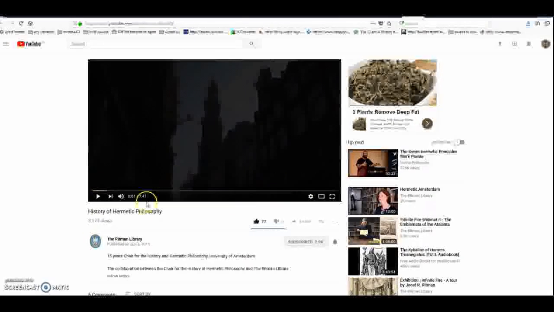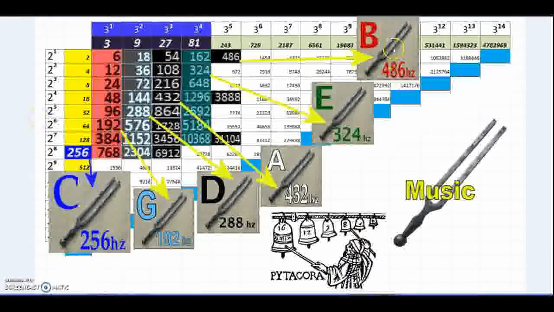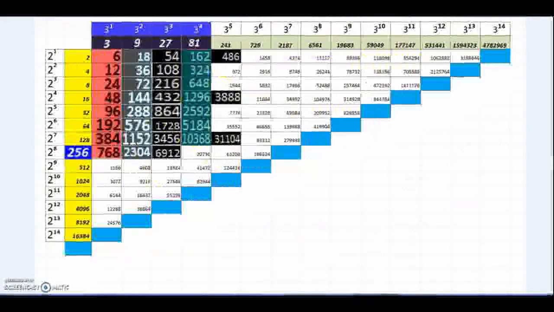But again, Ritman Library, especially this particular little episode, History of Hermetic Philosophy, links will be in the description. Again, very interesting, highly recommended channel and videos. So we've seen weights and measures, music, geometry, astronomy, arithmetic, and well, stories such as flood stories, Epic of Gilgamesh, Inanna, it just really goes on.